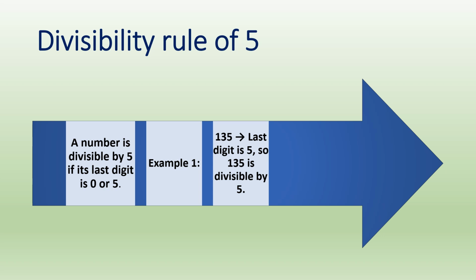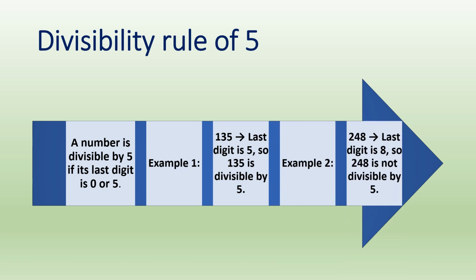An example is given here, 135. Here the last digit is 5. So 135 is divisible by 5. Another example, 248. The last digit is 8. So 248 is not divisible by 5.